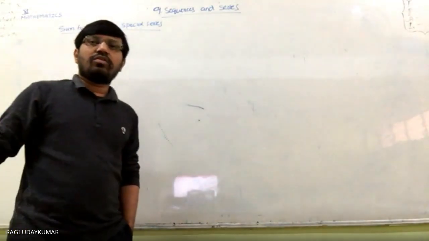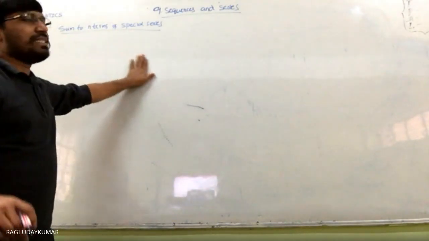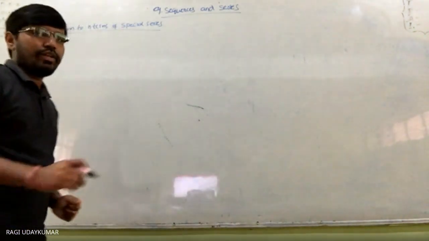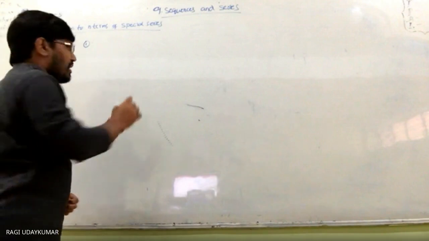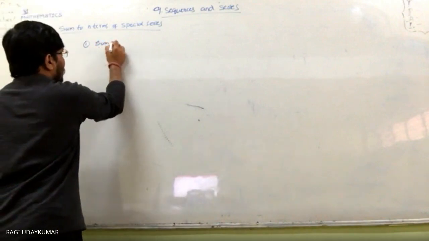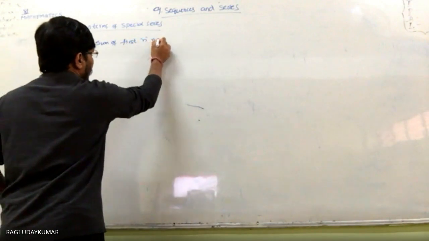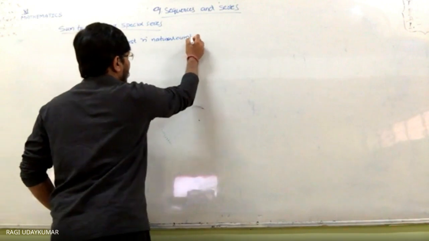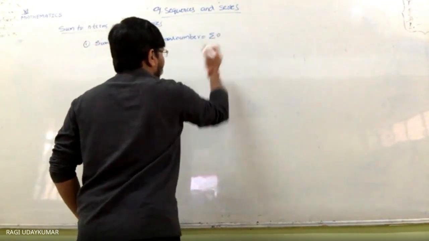Okay. Now, in the sequential series, sum to the n terms of the special series. So, before going to learn the sum to the n terms of the special series, you need to know the sum of the first n natural numbers. This is represented by sigma n.